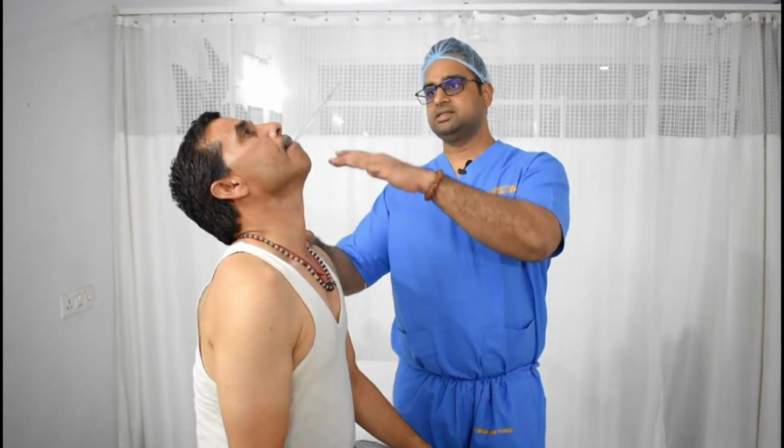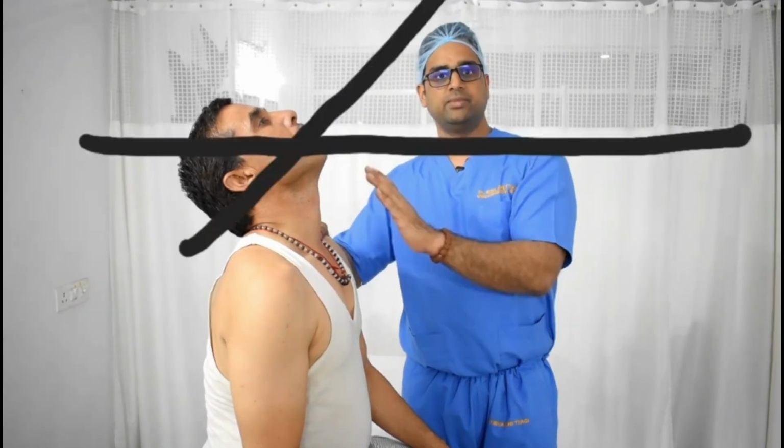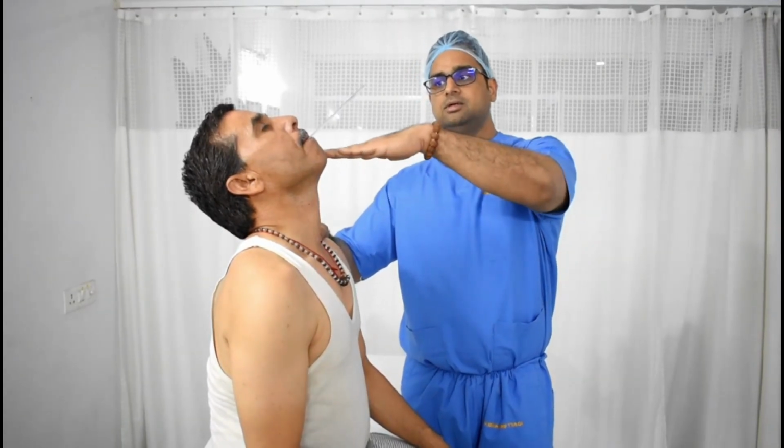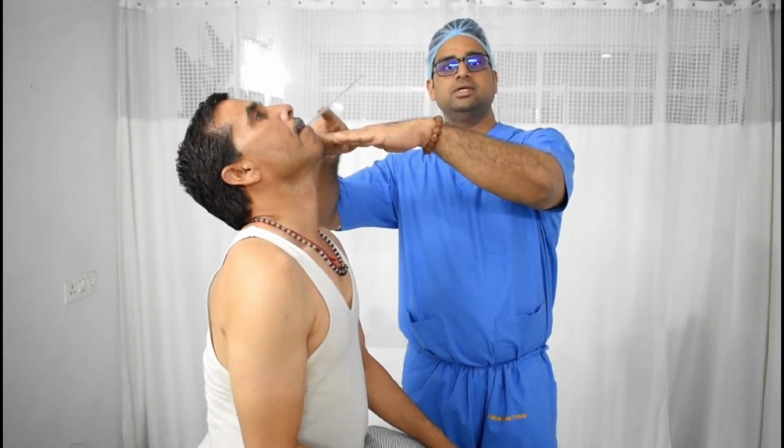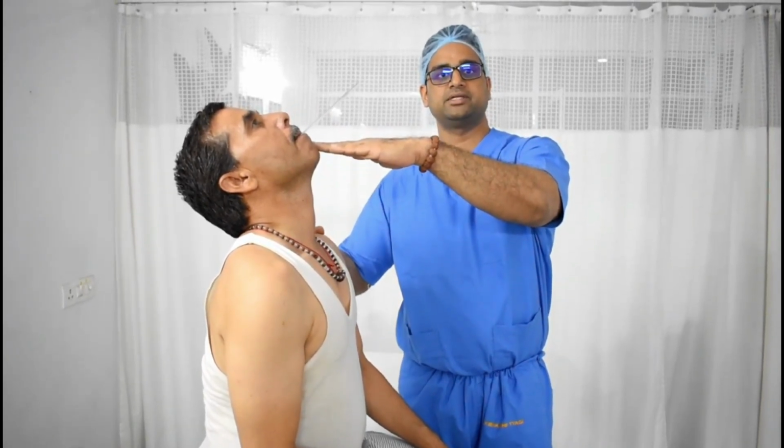Similarly, for extension, you ask the patient to look as up as possible. So normally this is the extension that can be achieved. This is around 50 degrees. So 50 degrees of extension and 80 degrees of flexion is the normal cervical spine range of movement when it comes to flexion and extension. Here also, to the horizontal, you measure this angle. This gives you the amount of extension that the patient can do.